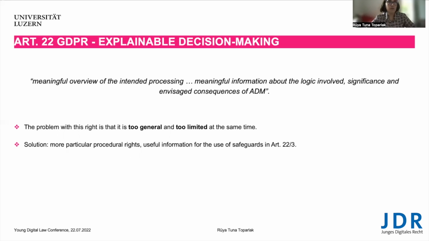So here, formulating more particular procedural rights to interpret these transparency requirements and providing particularly useful information to trigger the safeguards listed in Article 22, paragraph 3, would be ideal. But without this, calling for transparency in the sense of more information is not that helpful and muddles the waters even further.